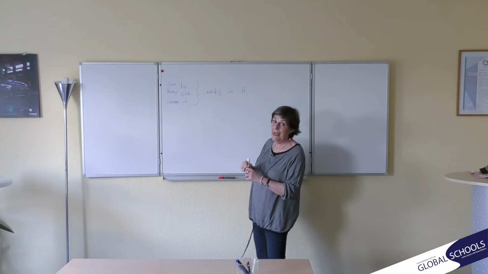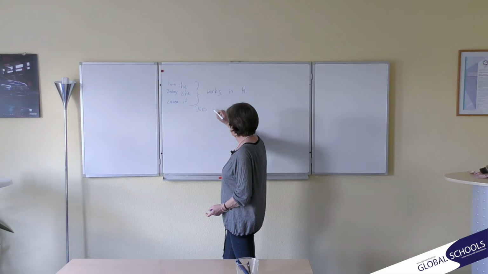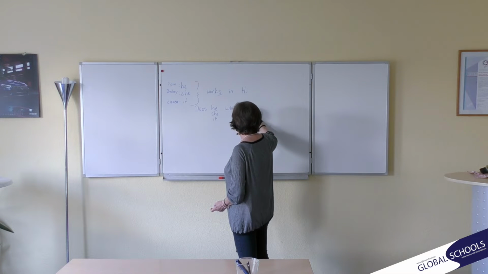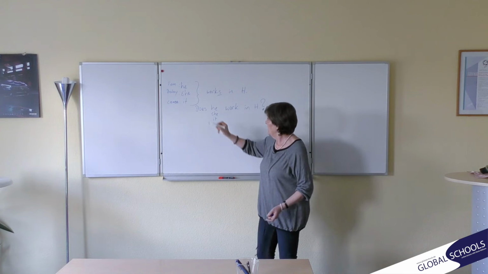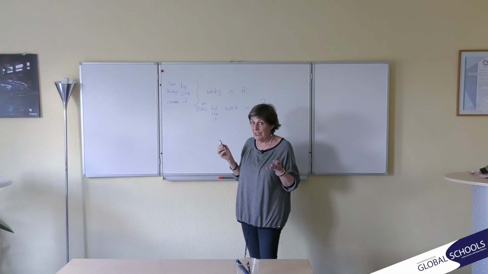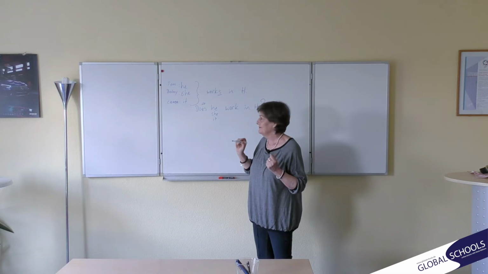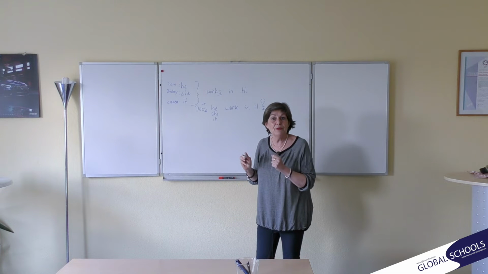Now, when I ask a question, I go, does he, she, it work in Honolulu? You see, here you have the helping verb. You know we need the helping verb to make any question in this present simple form. So, where is our S? Right. The S is on the helping verb.